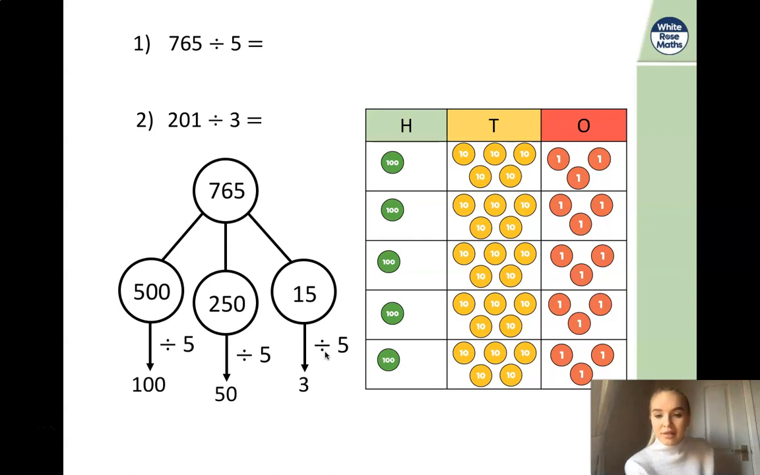Now the way that I have partitioned this, and the way you may have partitioned this too, is I have partitioned it into 500, dividing that by 5, giving me 100 in each of my boxes. And then I've partitioned my tens into 25 tens, giving me 250, dividing that by 5, giving me 5 tens in each row, giving me 50. And then I have partitioned it into 15 ones, dividing those ones by 5, giving me 3 ones in each of my rows. So that is 153.